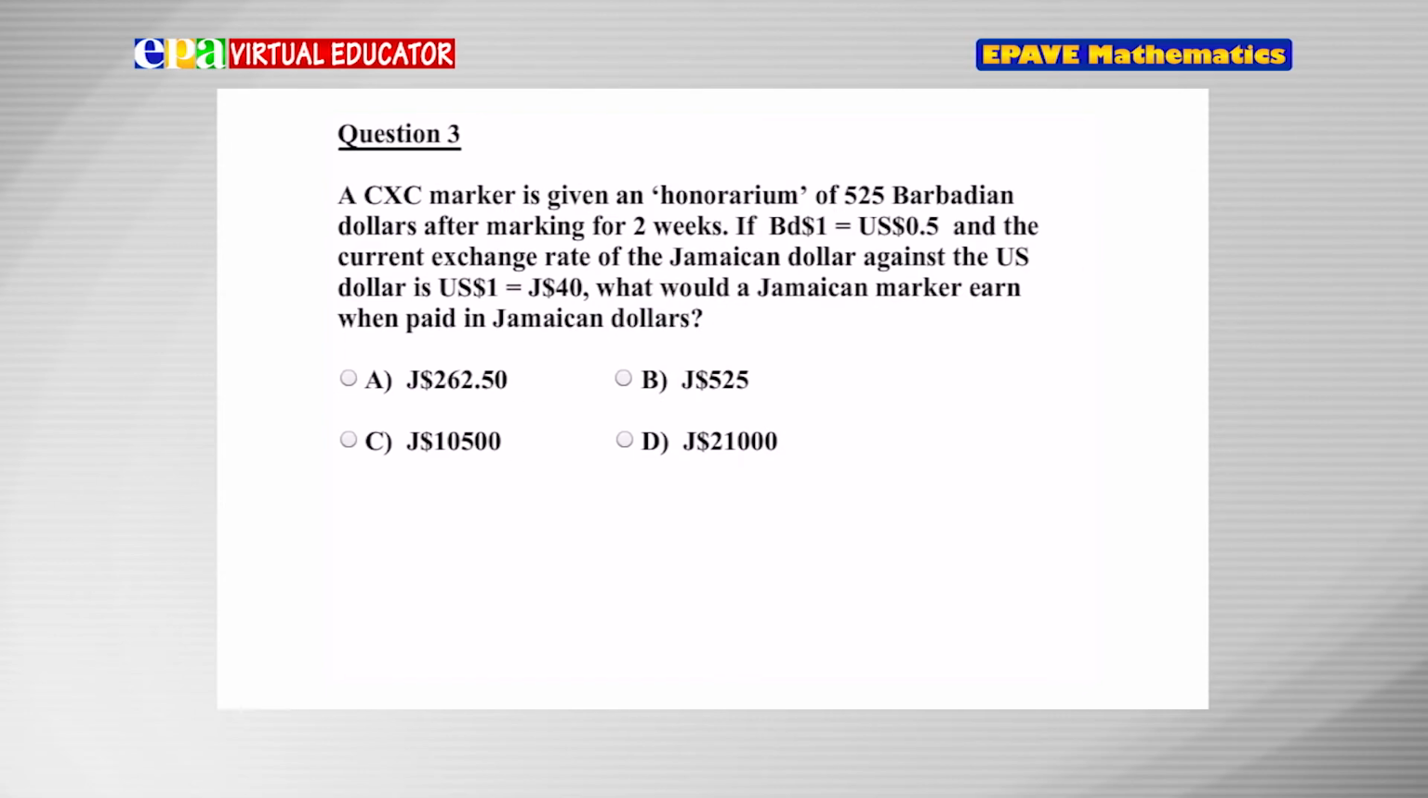A CXC marker is given an honorarium of 525 Barbadian dollars after marking for 2 weeks. If 1 Barbadian dollar is equivalent to 0.5 US dollars and the current exchange rate of the Jamaican dollar against the US dollar is 1 US dollar equals 40 Jamaican dollars, what would a Jamaican marker earn when paid in Jamaican dollars? A, B, C, or D?